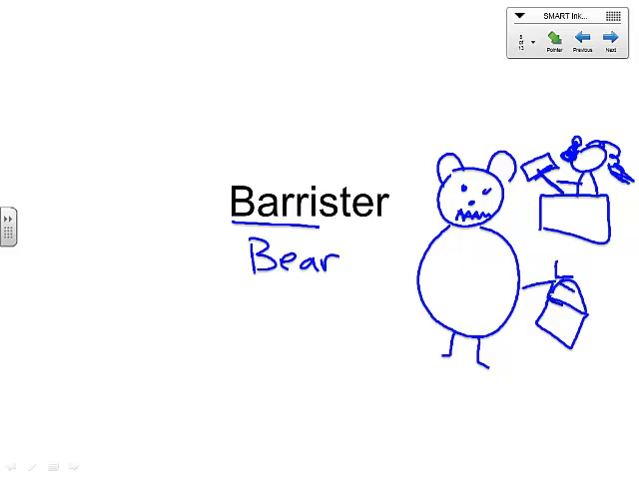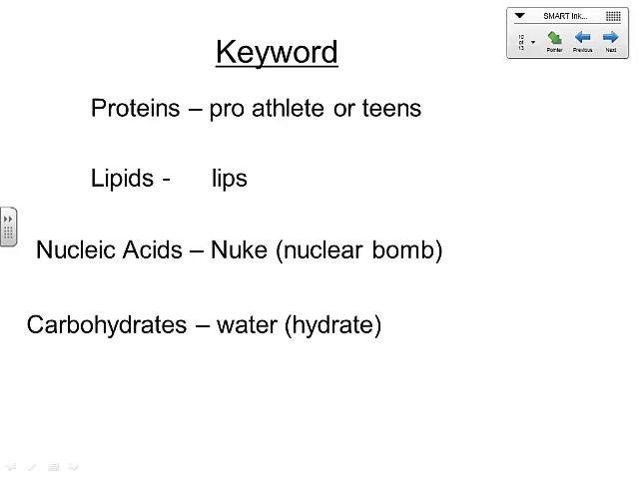That's the same exact thing you guys are going to do for the carbon compounds. Here's what you need to write down on your sheet. Here are the key words you're going to use for each of the carbon compounds. Proteins, we've got the pro part of the word. So pro is our key word here, which could be a pro athlete or a pro teenager. You can do either one, doesn't matter.